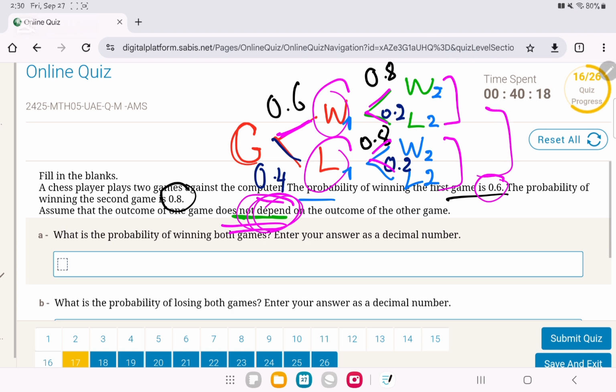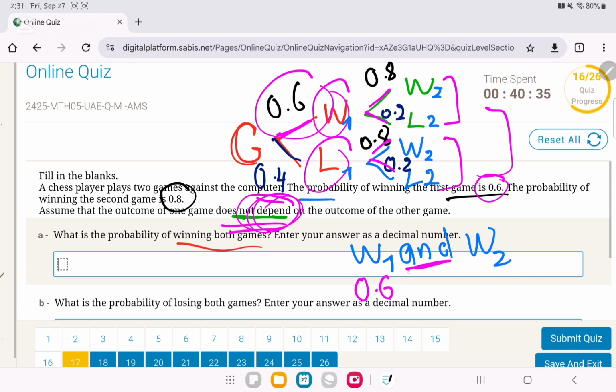Now, they're asking, what is the probability of winning both games? Winning both games means win and win. So win 1 and win 2. What's the probability of doing win 1? It is 0.6. And we said and in math means multiplying. Win 2, the probability is 0.8. So we have 0.6 times 0.8. And if you do it on your calculator or mentally or on the paper, you're going to get 0.48.